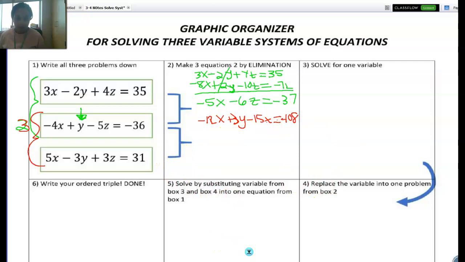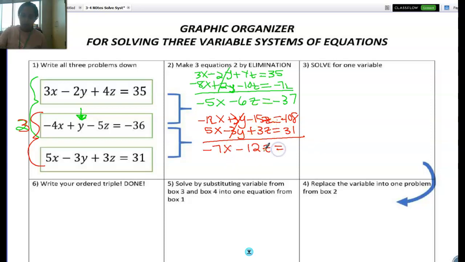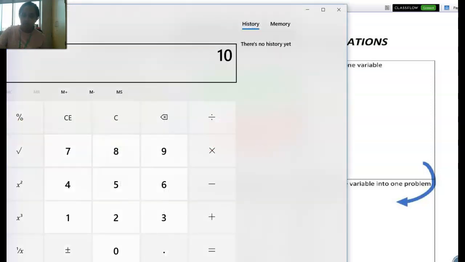All right. That second line, I'm just going to go ahead and copy it down. 5x minus 3y plus 3z equals 31. And let's see what I get whenever I use elimination. Negative 7x, those cancel. Minus 12z equals negative 77.